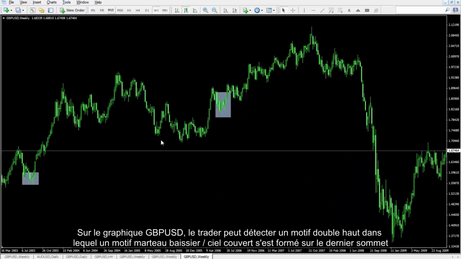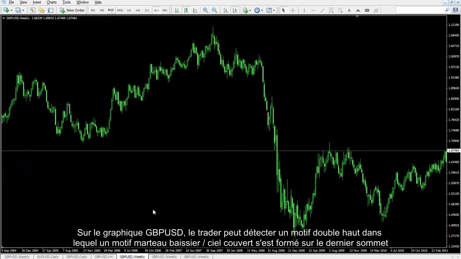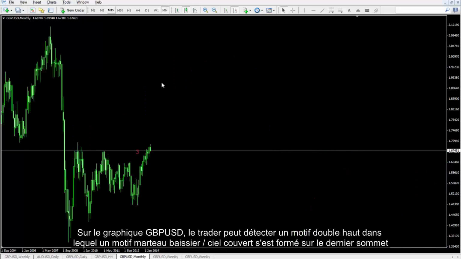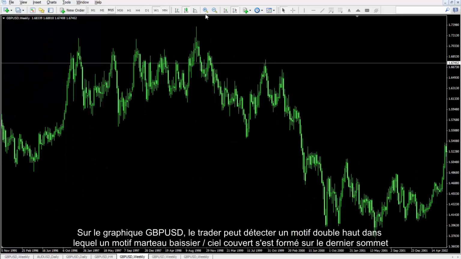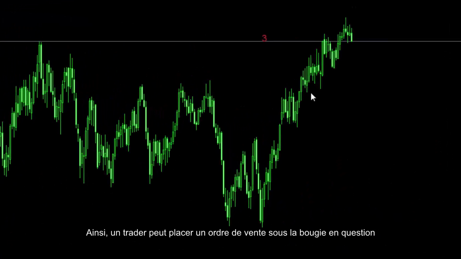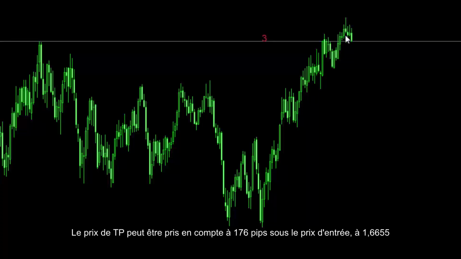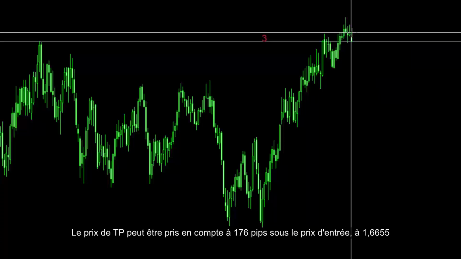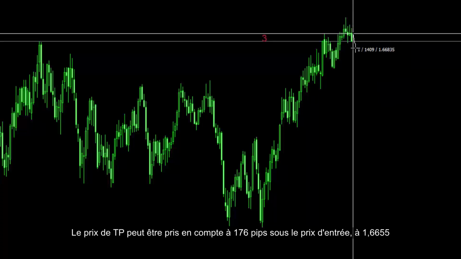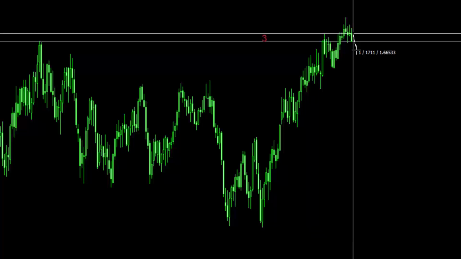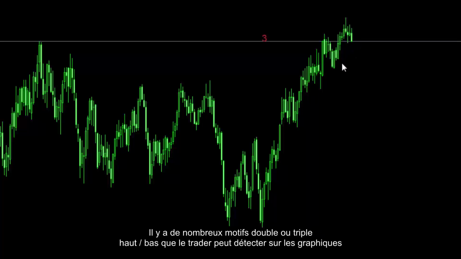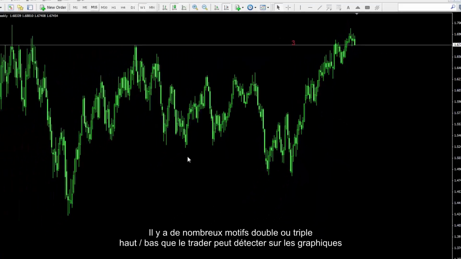On the British pounds against US dollars chart, a trader can detect a double top pattern in which a bearish hammer or dark cloud pattern has formed on the last peak. Thus, a trader could place a sell order under the given candle. TP price can be considered 176 pips lower than entry price on 1.6655. There are numerous double or triple top and bottom patterns a trader can detect on charts.